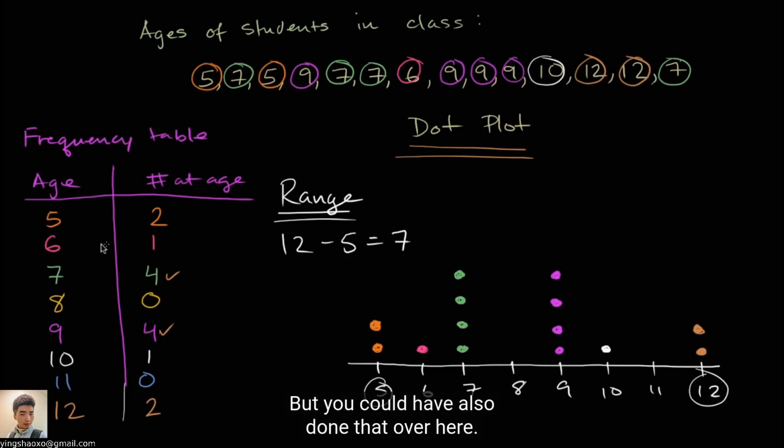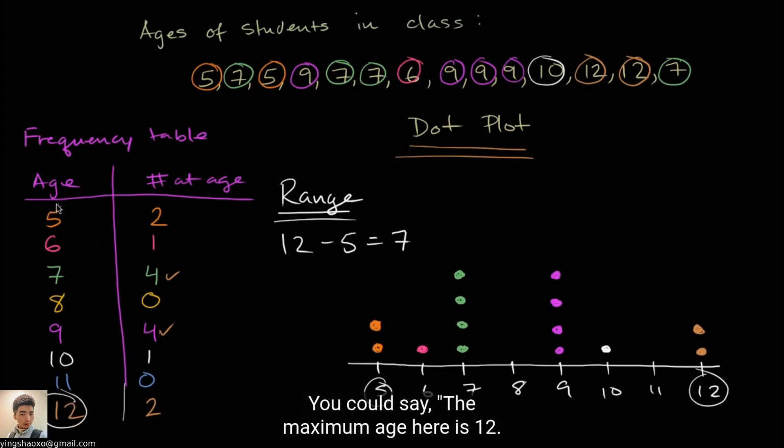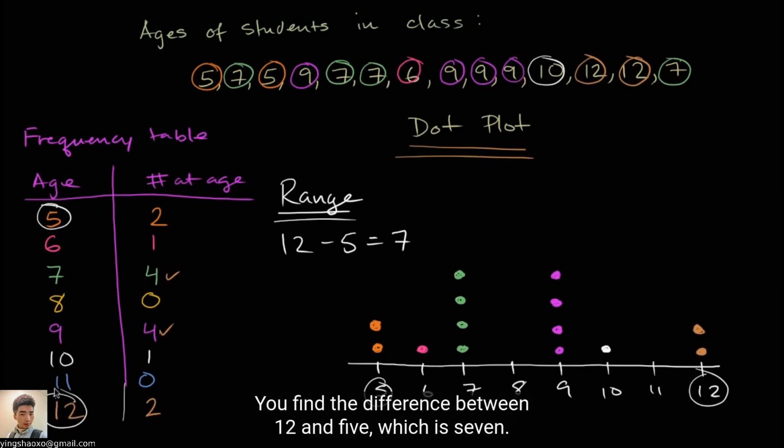But you could have also done that over here. You could say, hey, the maximum age here is 12. Minimum age here is 5, and so subtract 5. You find the difference between 12 and 5, which is 7.